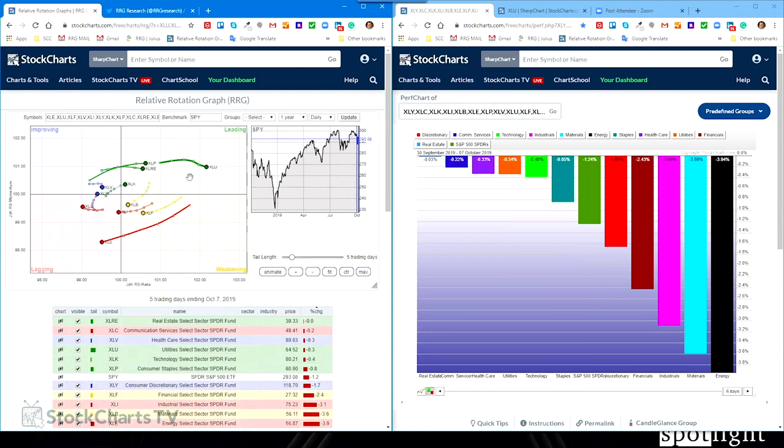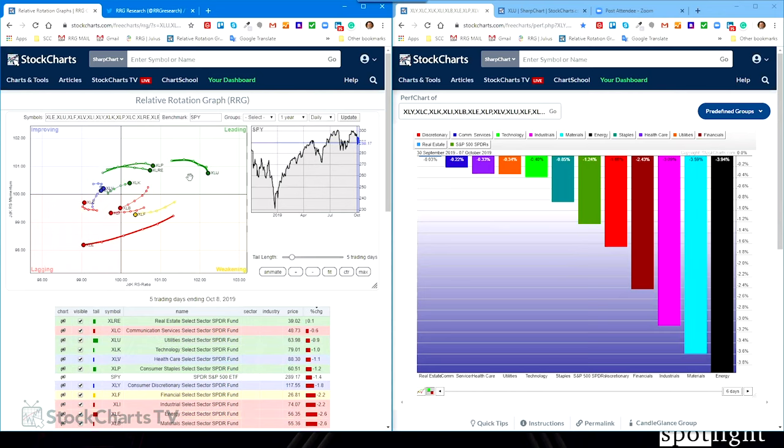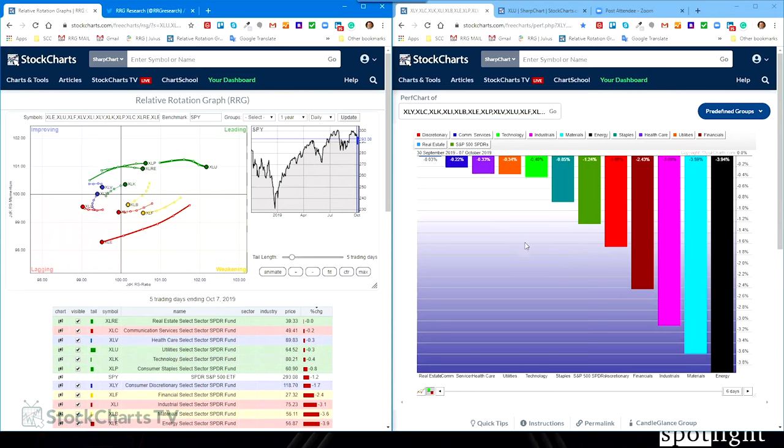way up there. By the way, they're having a weekday today, but this is to match the perf chart on the right, and you see that energy was actually the dog of the week, together with materials and industrials. They lost like over 3%. I think the trend here is pretty clear, and energy is now inside the weakening quadrant.